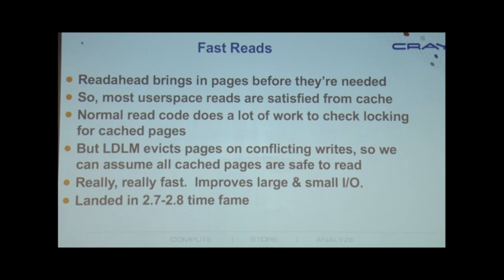So the normal older read code does a lot of work to check the locking for cached pages. It goes and makes sure everything is happy, checks all the Lustre stuff, checks the network locking, just to make sure everything is safe. But the thing is, Lustre already evicts pages if somebody else tries to write to them, or if various other events happen. And so that means we can assume that any page that's found in the page cache is safe to read.